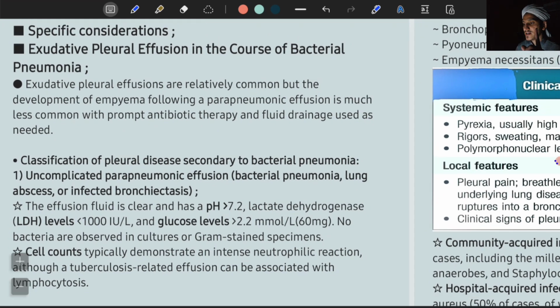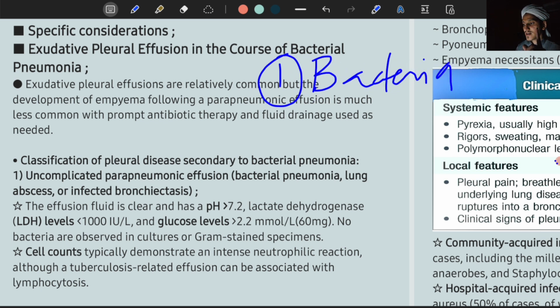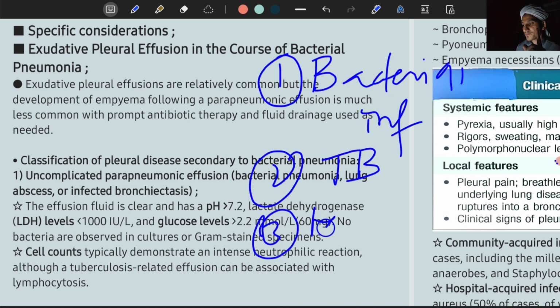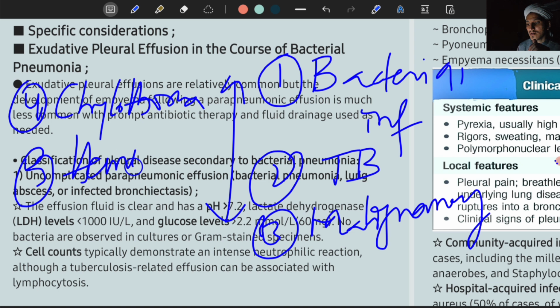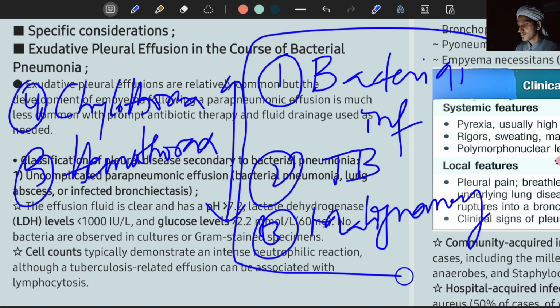So remember the causes. One is bacteria, common causes of effusion, bacterial infection. Second one is tuberculosis. Third one is malignancy. After these three, you can consider fourth, chylothorax. Fifth one, hemothorax. So these three are commonest causes of effusion.